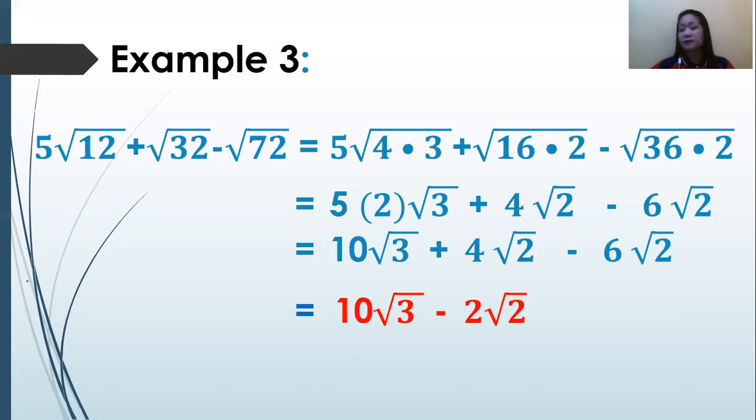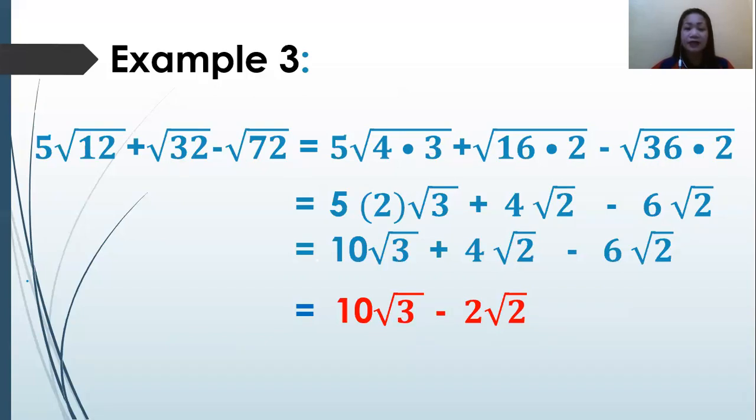Example number 3. We have 5 square root of 12 plus the square root of 32 minus the square root of 72. Okay, it's the same. Copy the numerical coefficient of 5. Then for the square root of 12, we have 4 times 3, plus the square root of 32, we have 16 times 2. And for the square root of 72, we have 36 times 2.